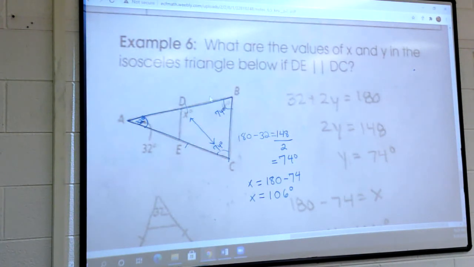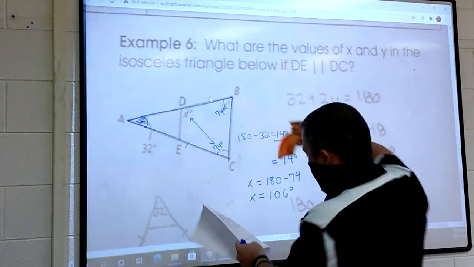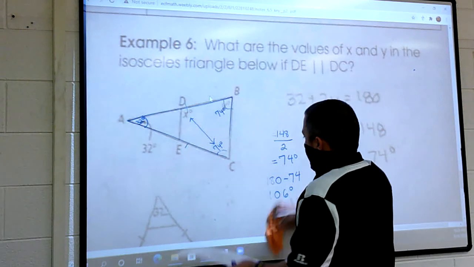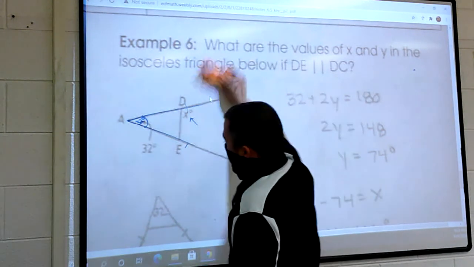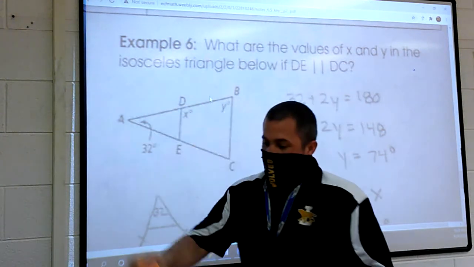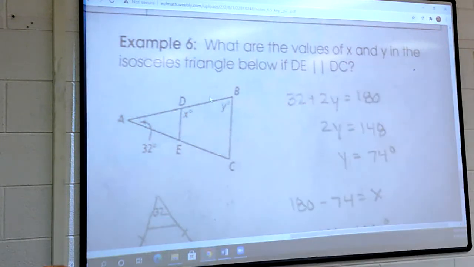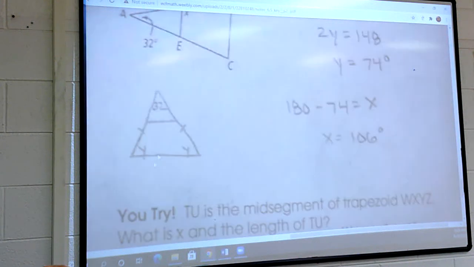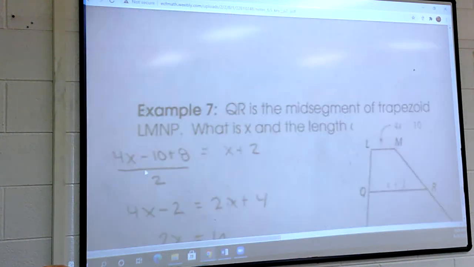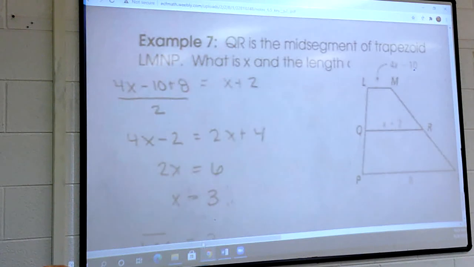example 6. So then we move down to example 7, which talks about the mid-segment of a trapezoid. So it's going to be like, if I know the length of the top, the length of the middle, and the length of the bottom, how can I figure out what they are? Okay. So let's take a look at example 7. Let's scroll down. And we're going to show you how we go through that.